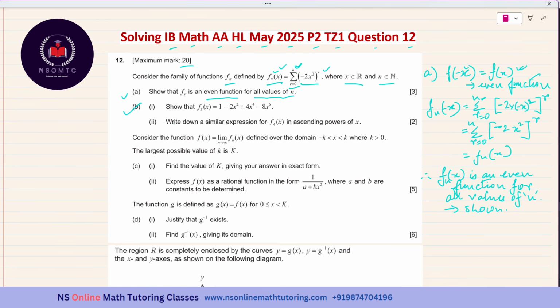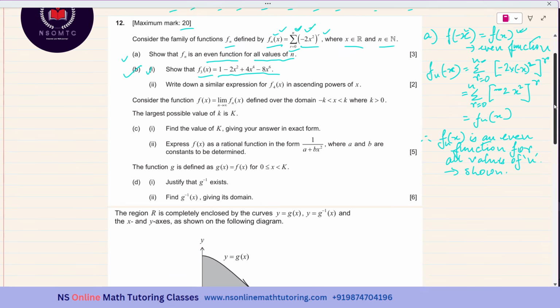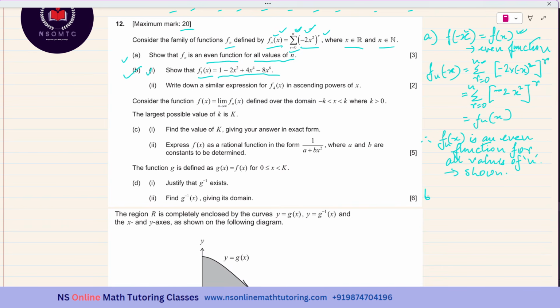Part B, it is having two further subparts. The I is saying show that if 3 of x equal to 1 minus 2x squared plus 4x to the power of 4 minus 8x to the power of 6. So this is the sigma notation. We have to expand this. Bi, it is if 3 of x, that means n equal to 3.